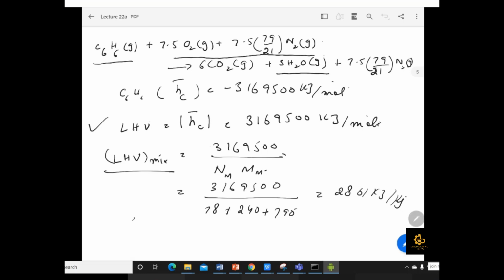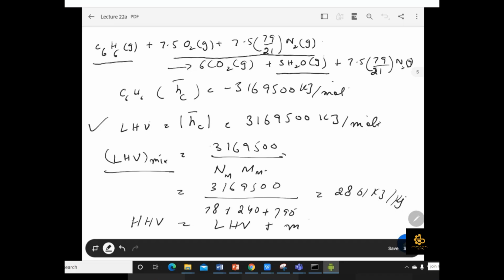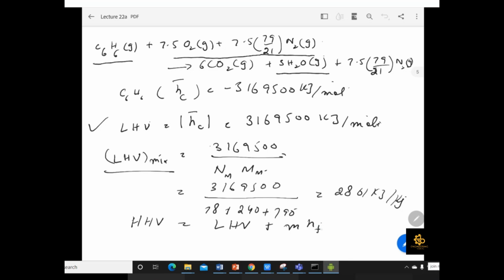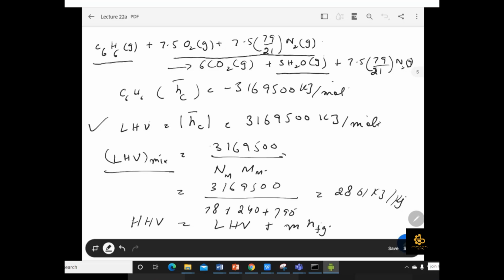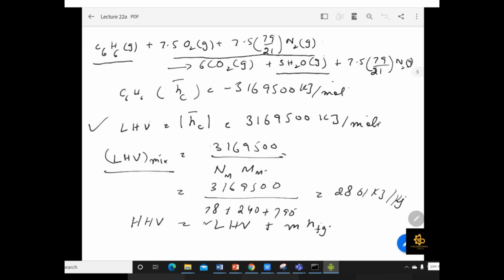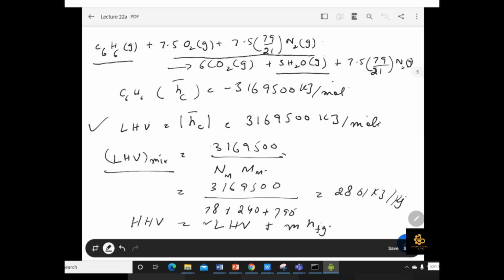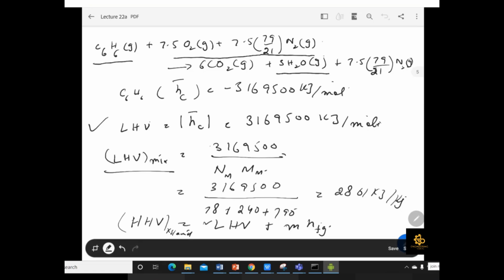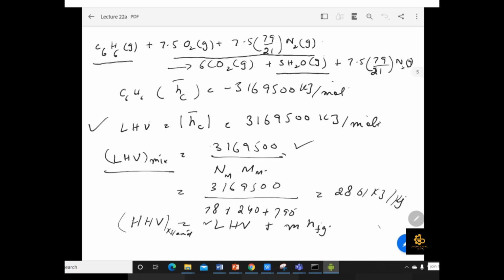If you remember from the previous slide, the higher heating value is equal to the lower heating value plus the mass of H2O in the product side times the latent heat of vaporization, hfg. This is the equation we already saw in the previous lecture. So the lower heating value we have with us. Here we can find it first in kilojoule per kilomole, and then convert into kilojoule per kg of the mixture.